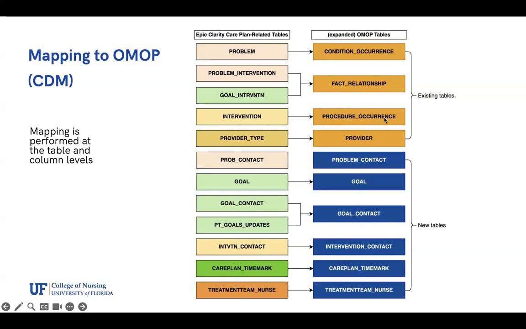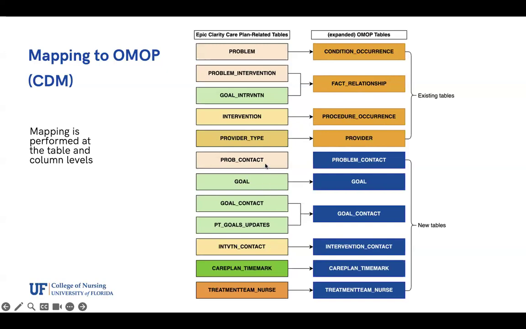The procedure occurrence table stores all of the kind of procedures, even surgical procedures done for patients. And that's where we're sending the nursing interventions to as well. Then we have the provider type, where it stores if a provider is a nurse or not, going to the provider table within the common data model.